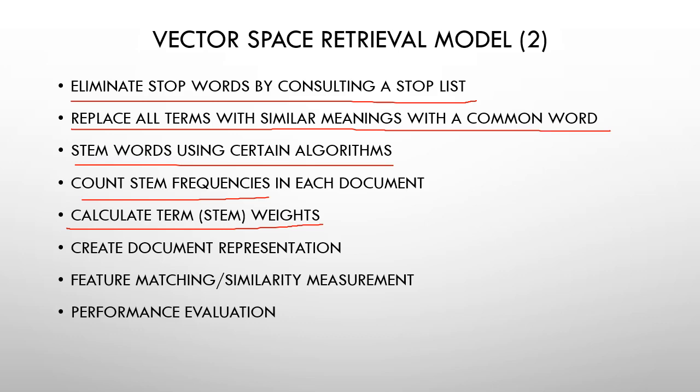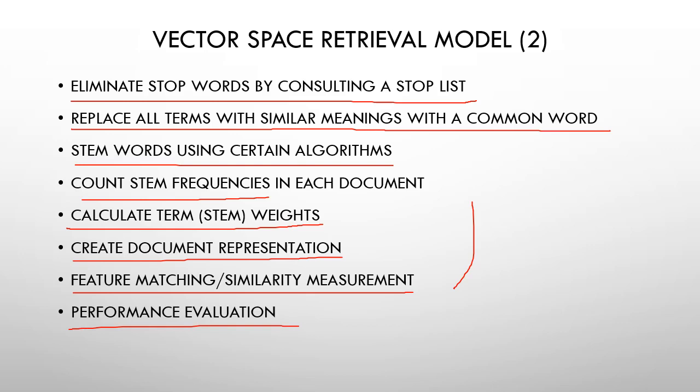Okay, the next step is to create the document representation, which for this discussion topic is a vector space model. And then the feature matching or similarity measurement. In the following example, we will use the cosine coefficient for this, and then we evaluate the performance of our method.